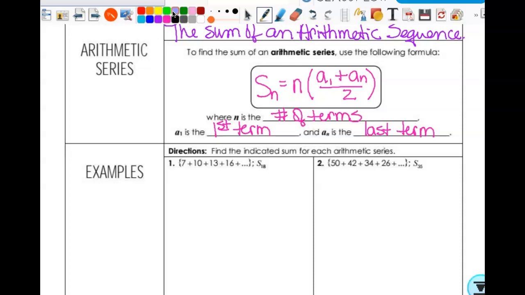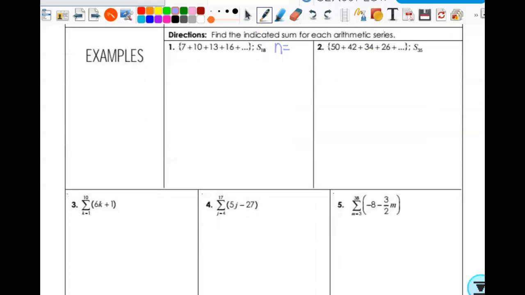Everybody good with that? Okay, so we want to find the indicated sum. So we want to find the sum of the first 18 terms. Okay, so in this case, if it's written this way, it is definitely the sum of the first 18. We are starting with the first term. So I need a few things. I need n. N here is what? 18. Right there. The first term is 7.